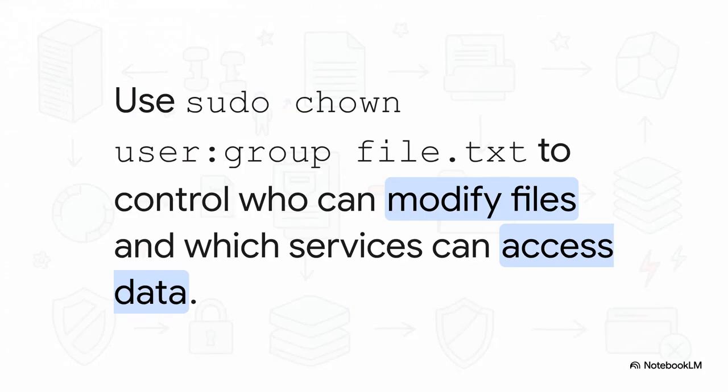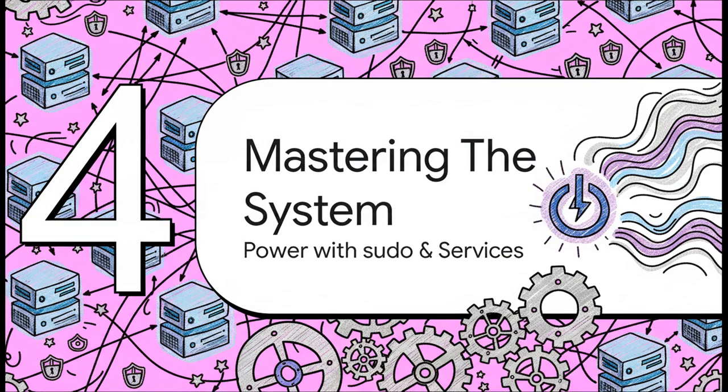So what do you do when a file belongs to the wrong user or service account? That's where chown, which stands for change owner, is an absolute lifesaver. With just one command, you can change both the user and the group owner of a file. This is so critical for making sure your web server, for example, actually has permission to read its own website files. Okay, we've nailed the basics.